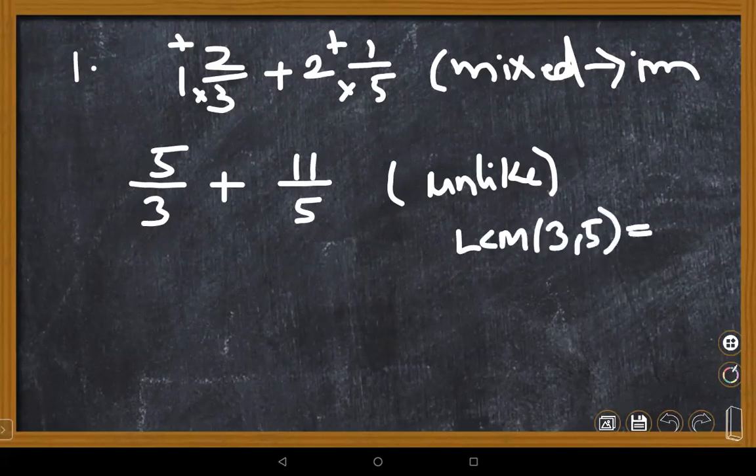Ma'am, because both are prime numbers? Yes, ma'am, both are prime numbers, so we can just multiply them. No prime number is repeated here, so you directly multiply the numbers and you will get the LCM as 15.